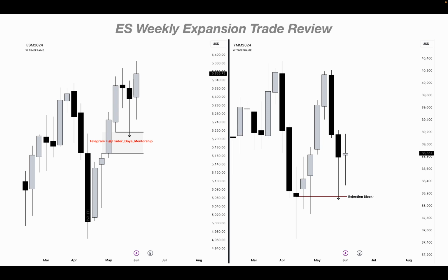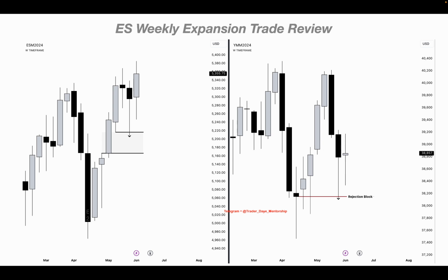ES, weekly expansion trade review. So this is a review on the trade that I took, and this is not hindsight as it was called beforehand on Twitter. If you want to go look for yourself, you can do a little bit of digging for that. But this is exactly how I got to the conclusion of being able to catch that entire up move that was formed last week.